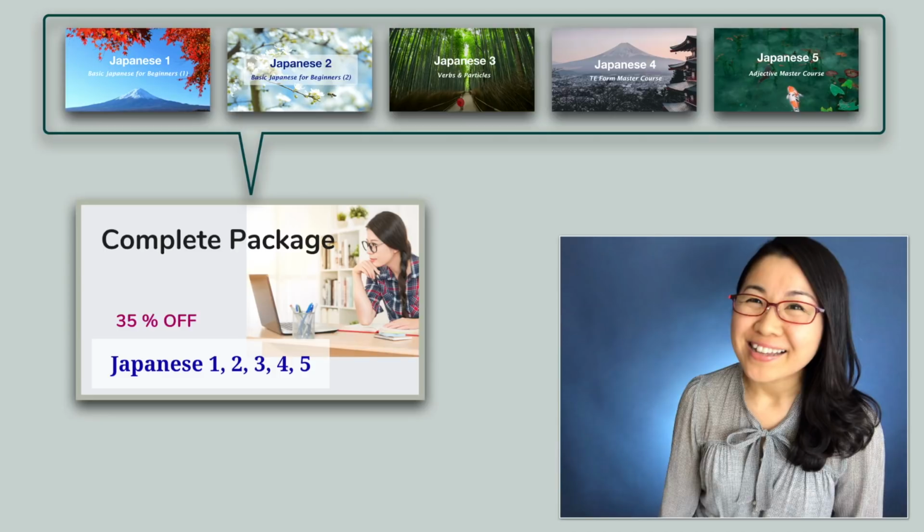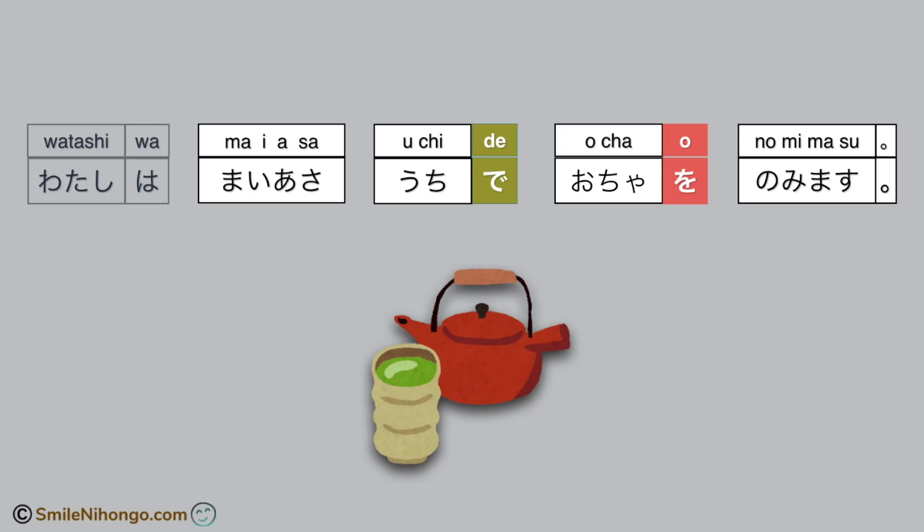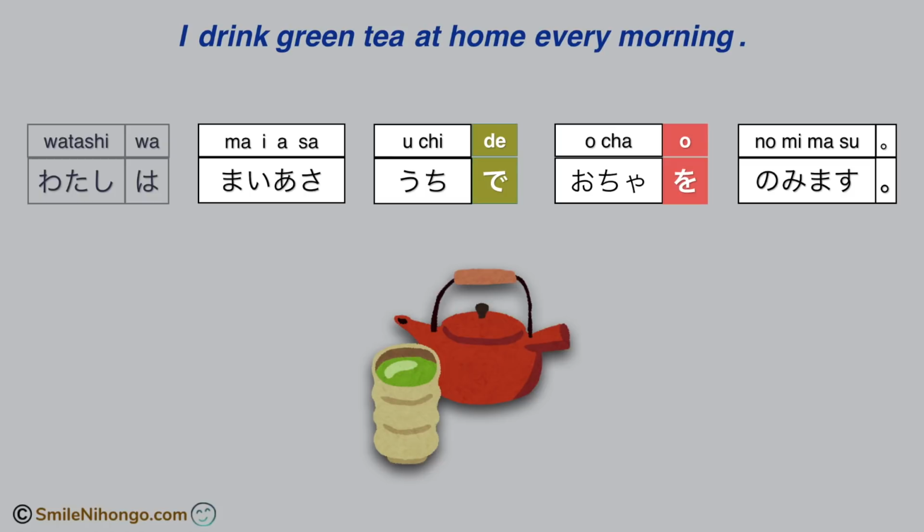Okay, let's begin the lesson. では、始めましょう。Today we are going to learn a little different type of sentence. Up to now, we have been dealing with sentences like this one, right? 私は毎朝うちでお茶を飲みます。I drink green tea at home every morning.